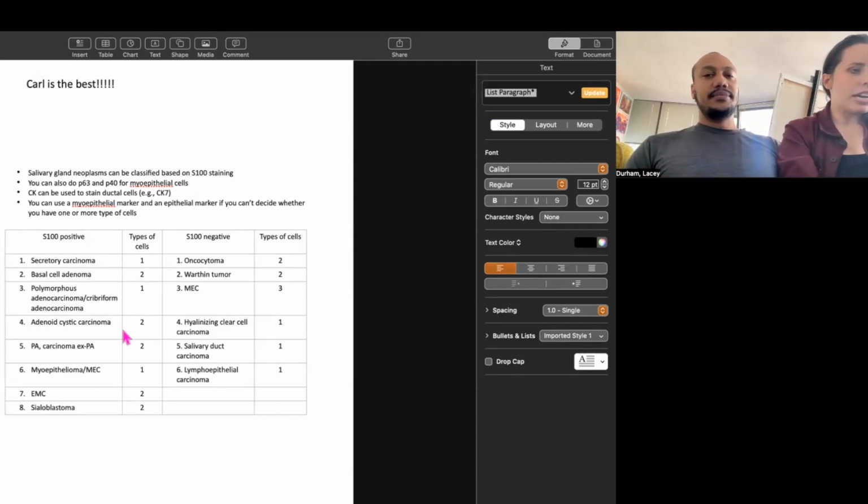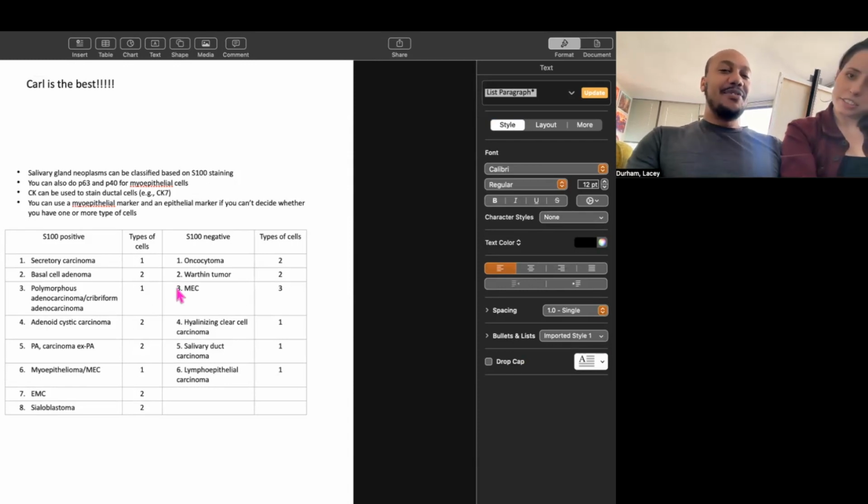Now if we want to decide, are these one cell population or are they two? You're telling me that in addition to our S100, we can also order p63 and CK7. And if it's polymorphous adenocarcinoma, it will only light up with CK7 and not p63. Or do I have that backwards? So polymorphous adenocarcinoma is going to be positive. That gets more complicated. Do you see where I'm at? Yeah, I see where you're at. Do I need to take a step back?